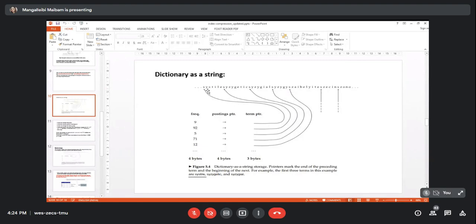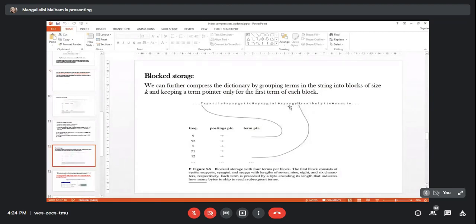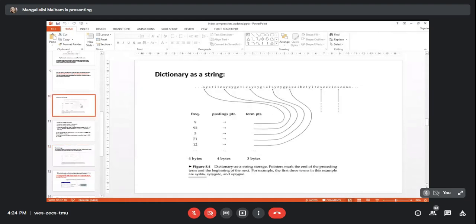Now, let us check. There is one word style. There is another word. What is this? Syzygetic and syzygeal. So there are some words here. You can just check it. So now, sorry, where is it? Okay, dictionary as a string. So let us check now. Frequency, posting pointer, term pointer.